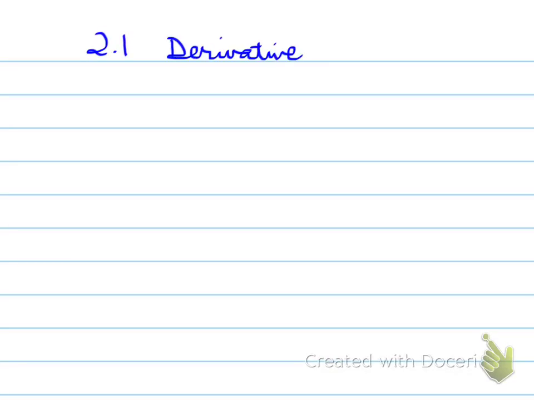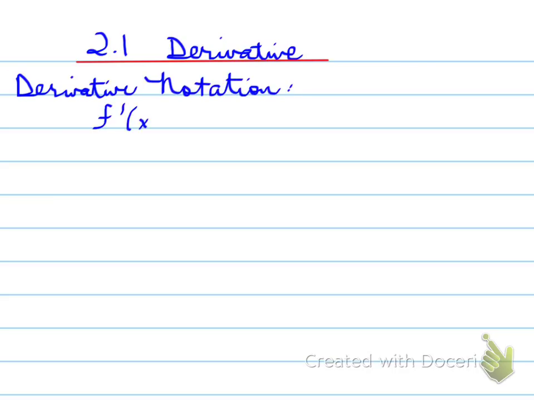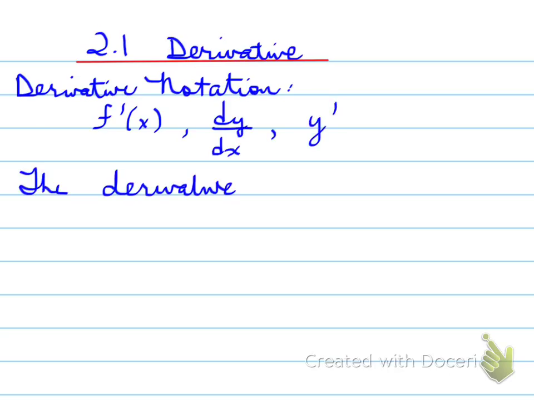All right, 2.1, derivative. The derivative notation can be written as follows: f prime of x, dy by dx, and y prime. Now, specifically, that dy by dx is something used very often. That's known as Leibniz notation, and I'll write that in a little bit.